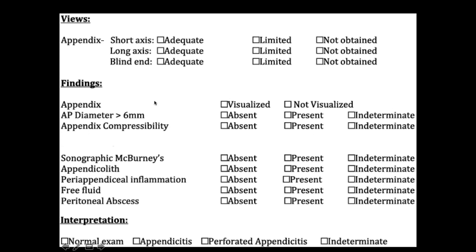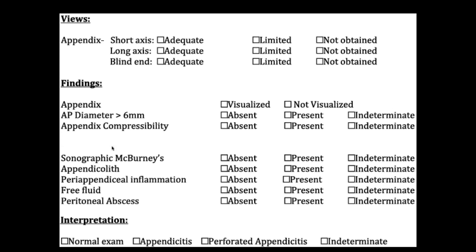When you do find the appendix, you want to say it's visualized, and then you want to make measurements of the AP diameter of that appendix. The standard currently is 6 millimeters as a way of telling if it's an abnormal or normal appendix. If it's larger than 6 millimeters, you're worried about an inflamed appendix. But if it's less than 6 millimeters, then it's one part of the puzzle to say that it's not leading towards appendicitis.